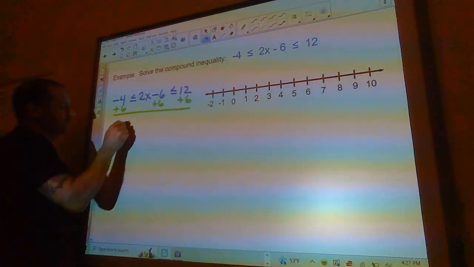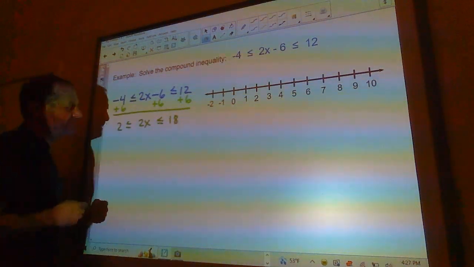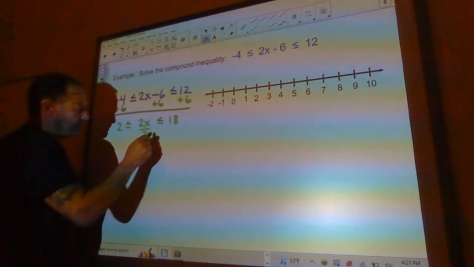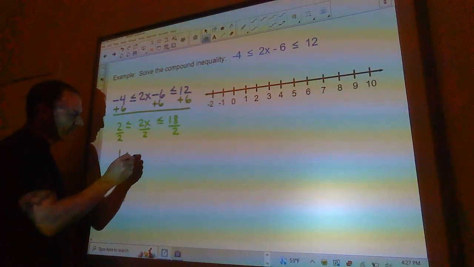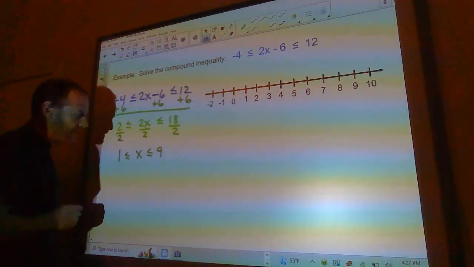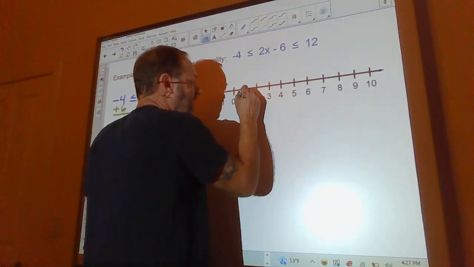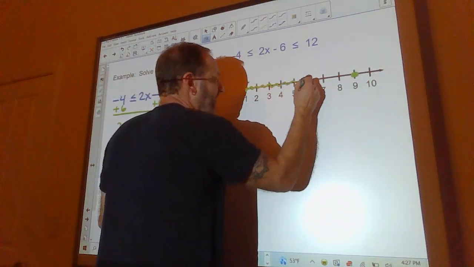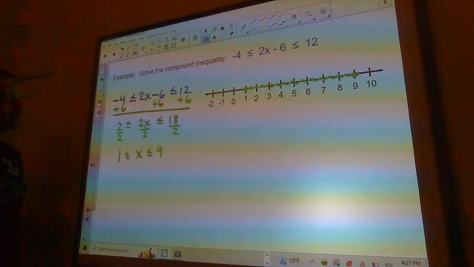Okay, so this is going to be 2 is less than or equal to 2x, which is less than or equal to 18. Now I'm going to divide by 2, and remember I got to do it in all 3 places, so I got to do it here, here, and here. So I get 1 is less than or equal to x is less than or equal to 9. So I'm going to go ahead and put a closed dot at 1. I'm going to put a closed dot at 9. And I'm going to shade all the stuff in between there. All those numbers are solutions to this inequality.